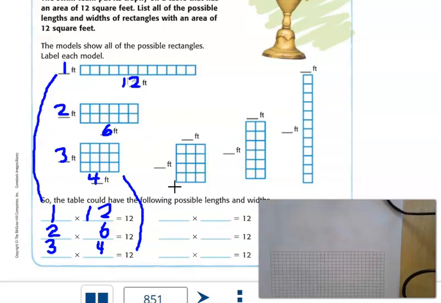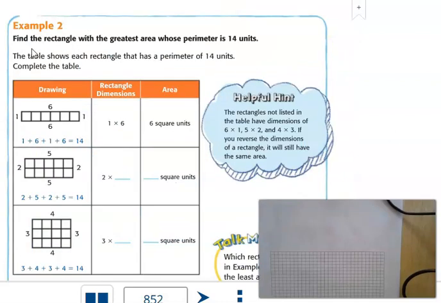So that's how this one is done, and this is going to come into play when we're finding shapes that have the same area and different perimeter, or the same perimeter and different area, which is basically what we're doing when we relate area and perimeter in this lesson. Now on the next page, an example: find the rectangle with the greatest area whose perimeter is 14 units.